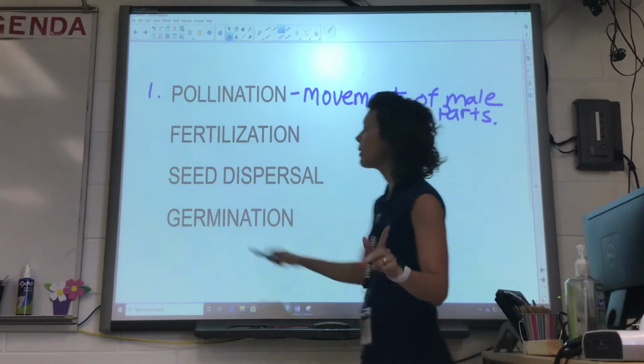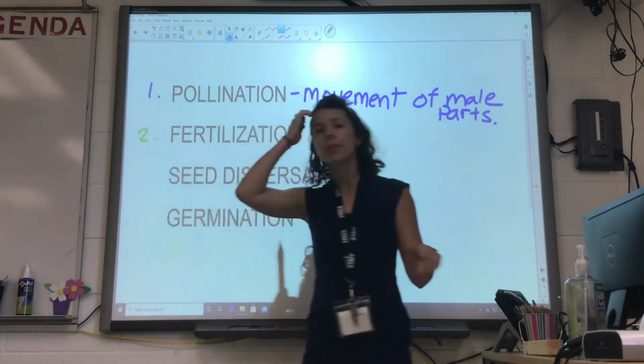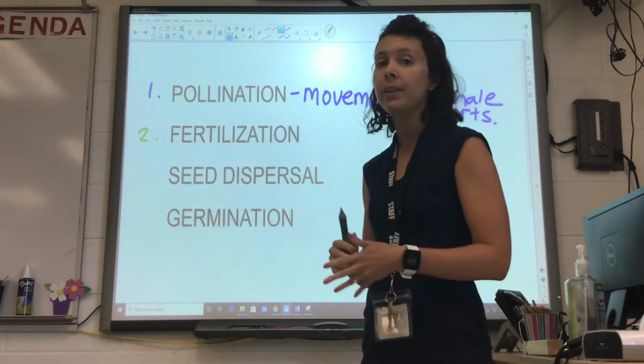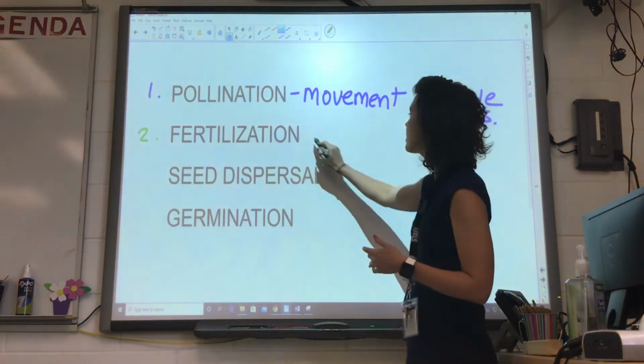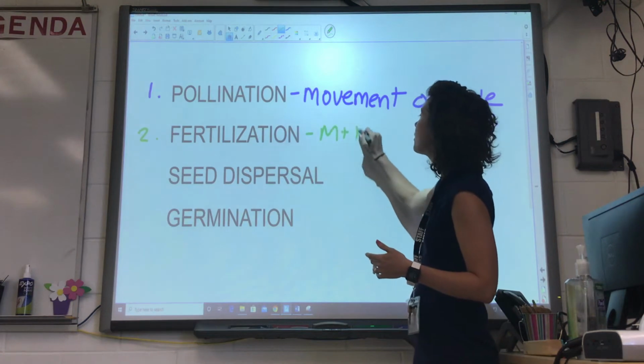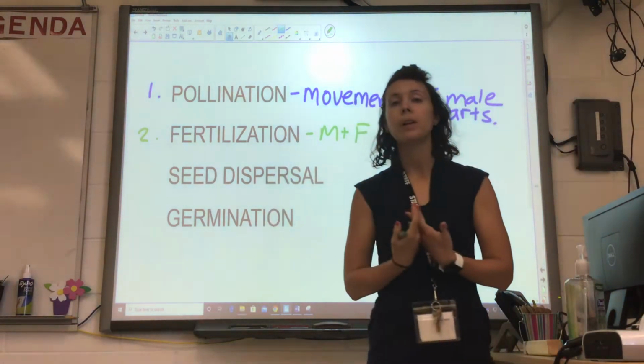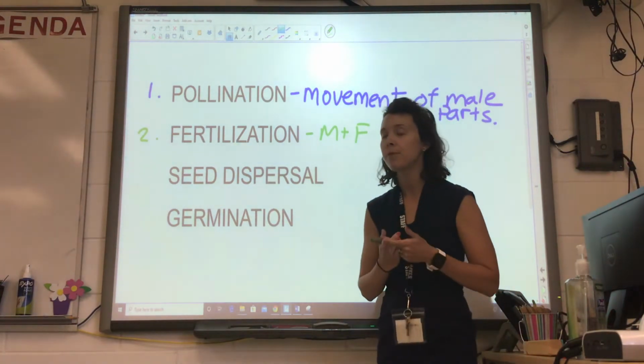Okay, next up we have fertilization. So this is once those male parts have finally found their female part, and this is when those two come together. So this is going to be our male plus our female. Okay, so fertilization, this is when the pollen goes ahead and joins that female part.